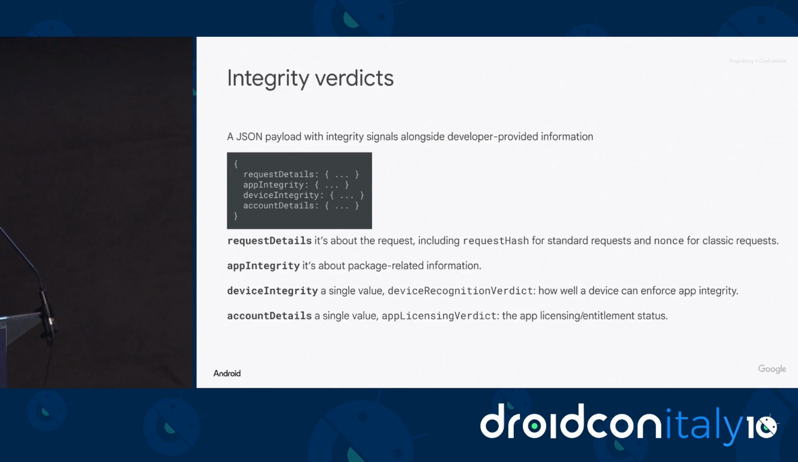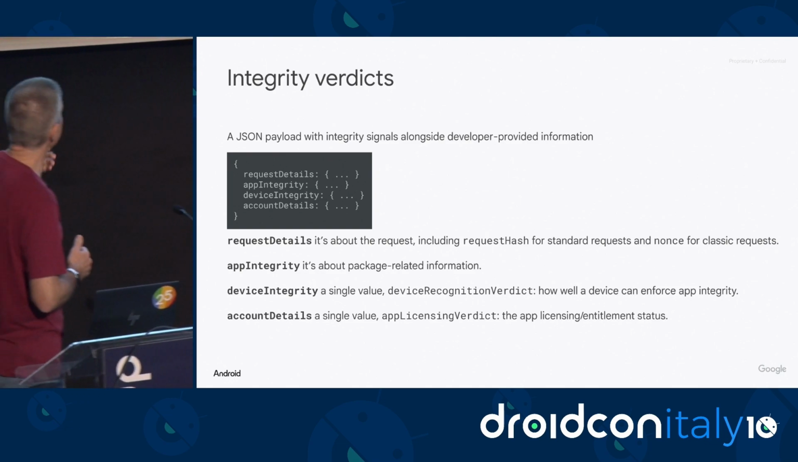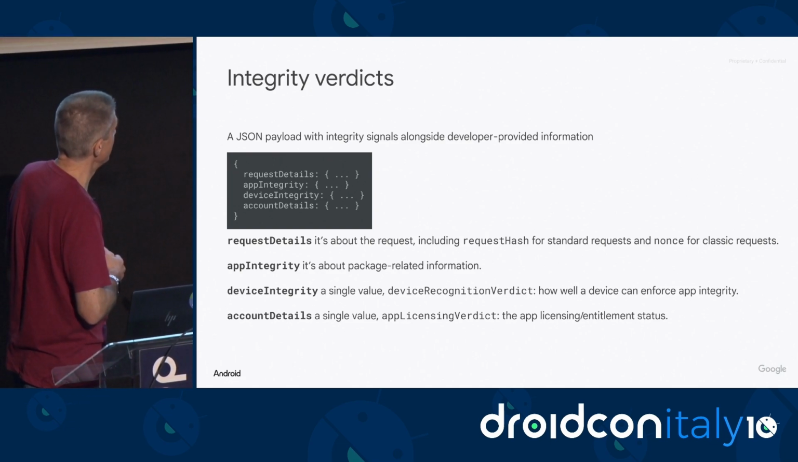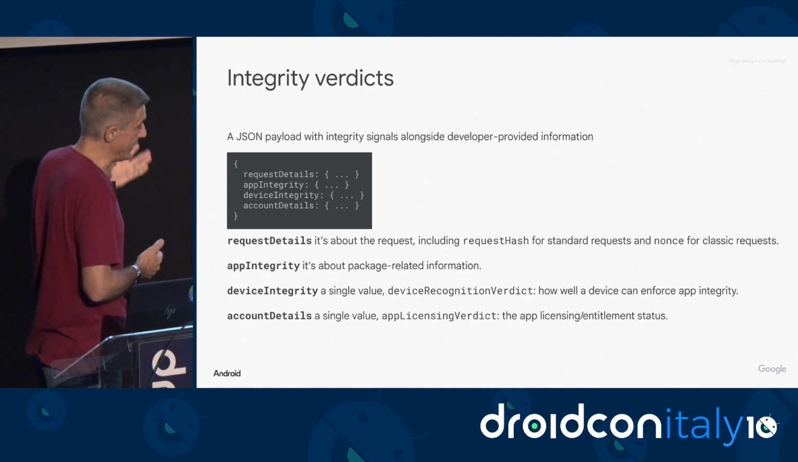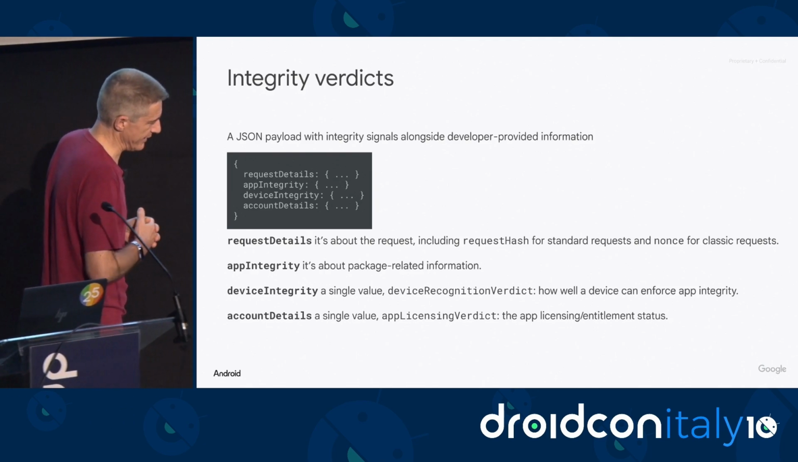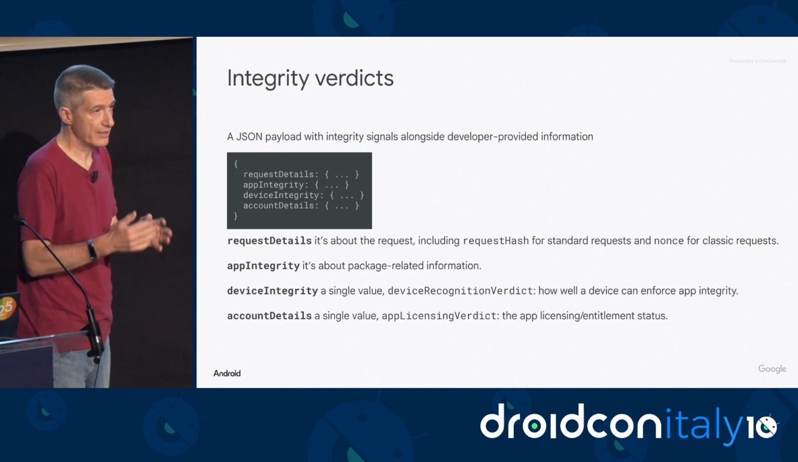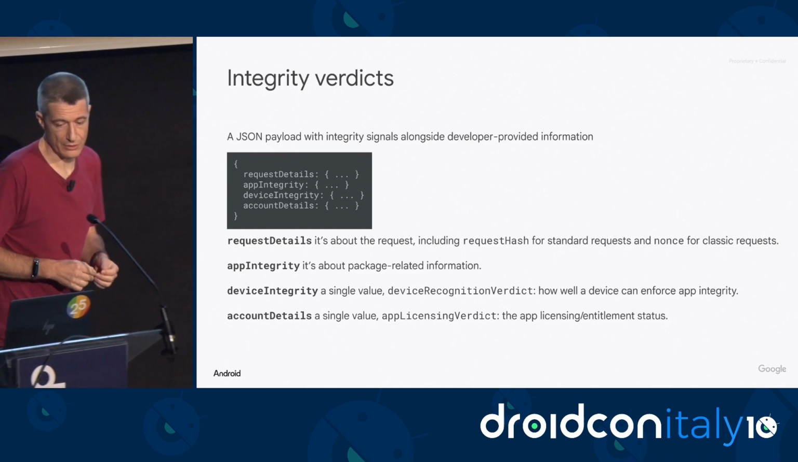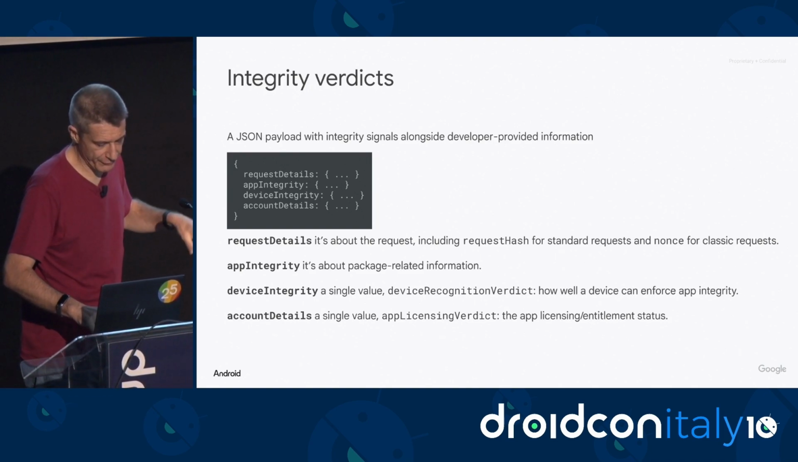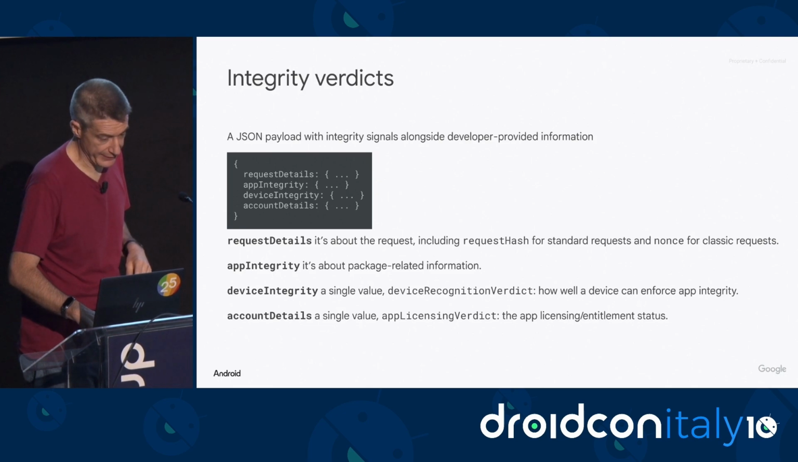And the last is the account information: how much you can trust this account. So there is an app licensing verdict. The idea is this: if this is an application with a license, if the user has the license. And these are the four pieces of information you get in the verdict.